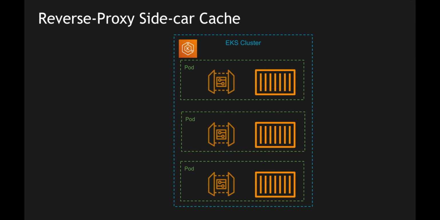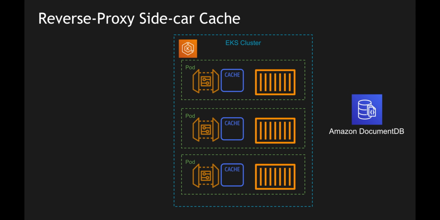Now, in order to cache, if you remember the reverse proxy cache, what we said is we will be caching the data from the application into the proxy itself, and that's what we are going to do. So we have, let's say, the same database, Amazon DocumentDB, and we are going to cache the API responses which the application is going to return, but we are going to do that in the proxy layer. So we will be caching that in the Envoy or an Nginx kind of proxy which is going to run along with the container. This kind of pattern is called reverse proxy sidecar cache.